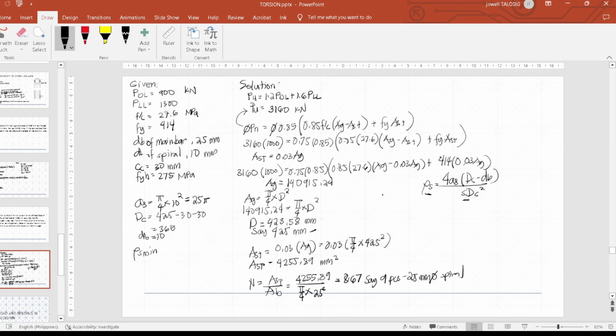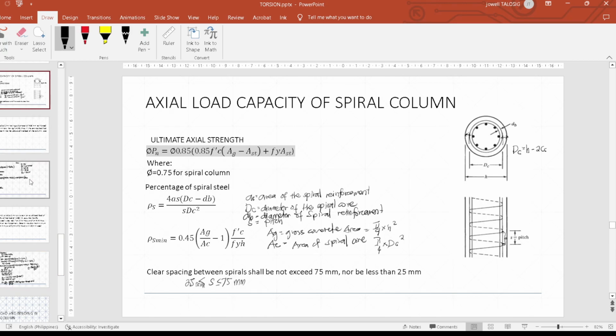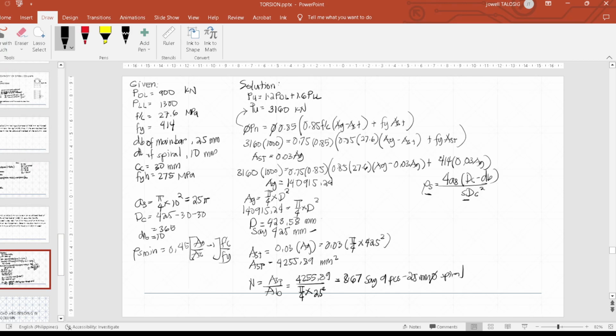So here, as you can see, rho S is unknown and also S is unknown. So we need to get the value of the rho S from the formula rho S minimum. Okay, so the rho S minimum is equal to 0.45 quantity AG all over AC minus 1, quantity F prime C all over FYH. So as you can see, FY ang nalagay ko dito. So this should be FYH. Okay?